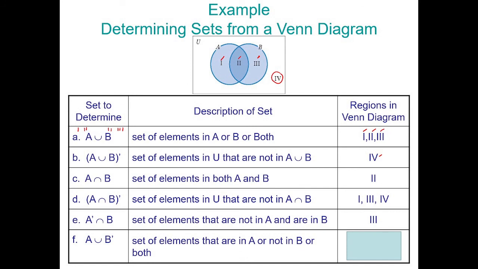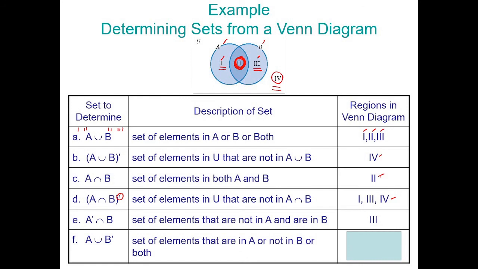Unsa may number nga naa diri? 4. Region 4. Okay? Sunod, A intersection B. Unsa may common ni A ug ni B? 2. Region 2. Mao nang Region 2 ang answer nato dira, class. Sunod, unsay dili Region 2 kay mao man ni pasabot sa complement. Dili Region 2. Ang answer 1, 3 ug 4. Mao nang 1, 3 ug 4 ang naa diri.